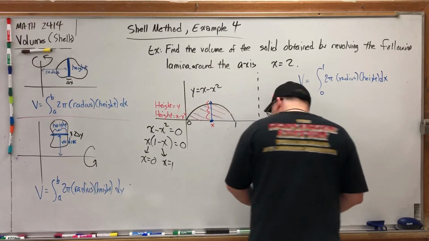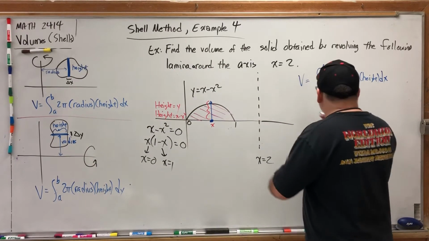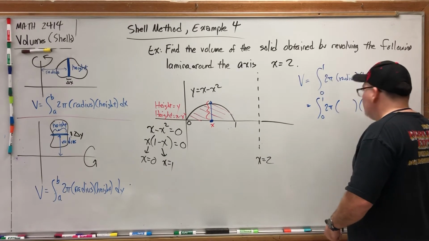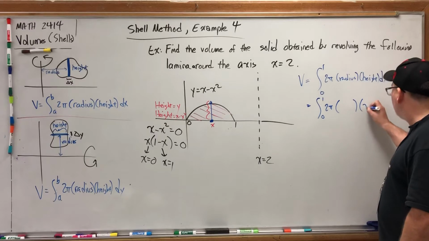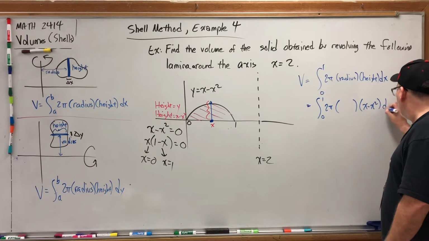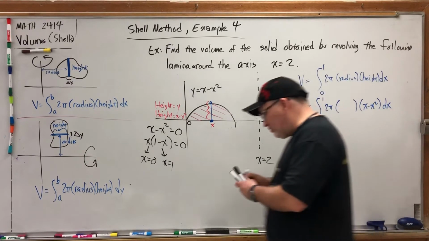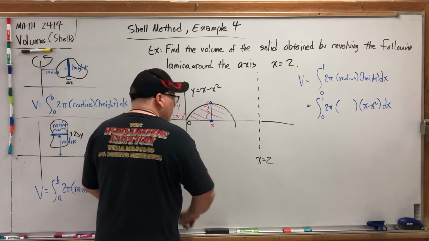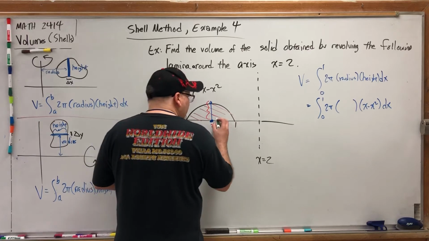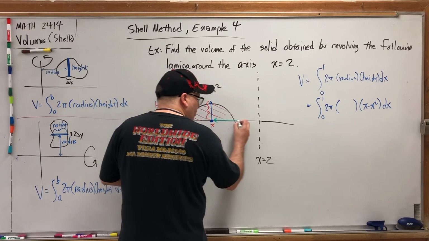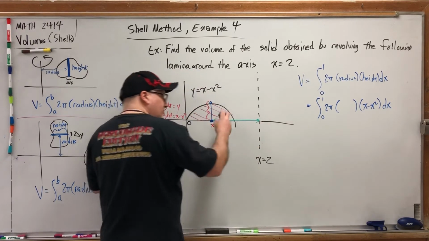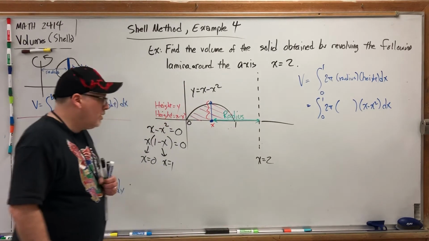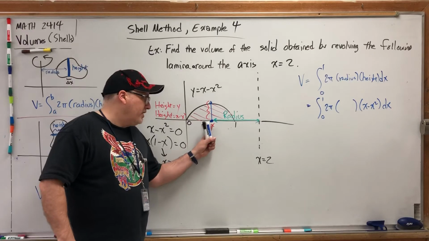But what about the radius? Let's get this set up. Height was x minus x squared. Well, what about our radius? Where is our radius? The radius is the distance between the axis of rotation and the cut. But relative to where I cut it, what is that radius?